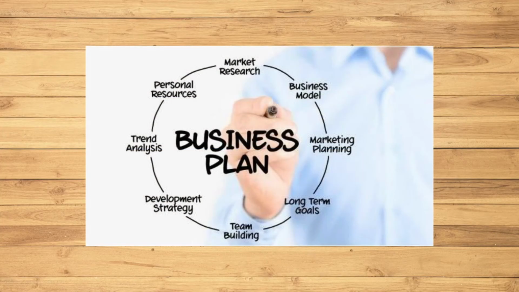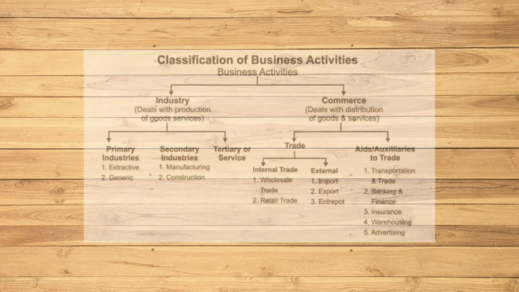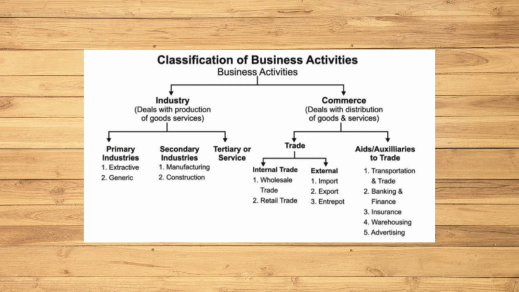When you talk about the business plan, it's market research, business model, marketing plan, long-term goals, team building, and development strategy. So what we have observed is that personnel resources and trend analysis is there. And when you talk about the classification of business activities, it is bifurcated into industry and commerce. Industry always deals with the production of goods and services, and commerce deals with the distribution of goods and services. And there are primary industries, secondary industries, and tertiary industries.